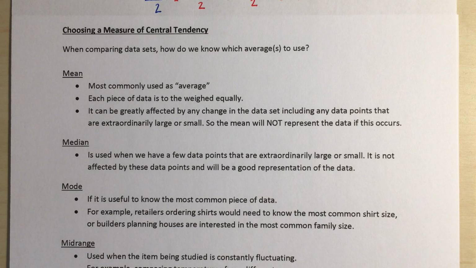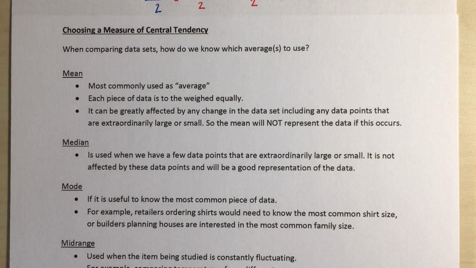So our mean is not a good representation of our data if we do have an extraordinarily large or small value. Right, the median is used when we have a few data points that are extraordinarily large or small. So this is the opposite. If we do have one of those values, we're going to use our median because it's not as affected by those data points. So it would be a good representation of our data.